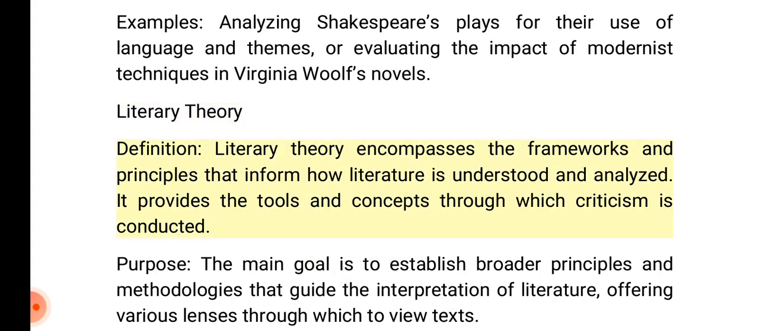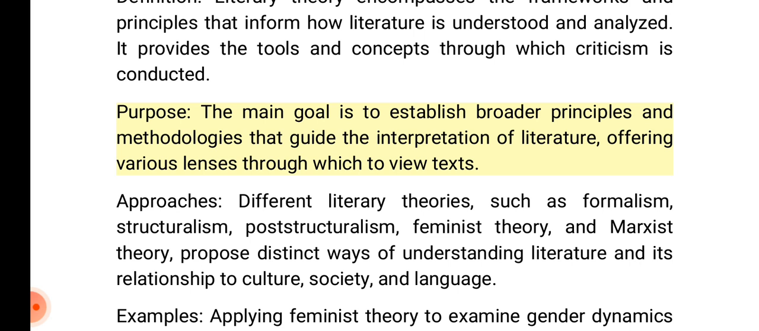Literary theory. Definition. Literary theory encompasses the frameworks and principles that inform how literature is understood and analyzed. It provides the tools and concepts through which criticism is conducted. Purpose. The main goal is to establish broader principles and methodologies that guide the interpretation of literature, offering various lenses through which to view texts.